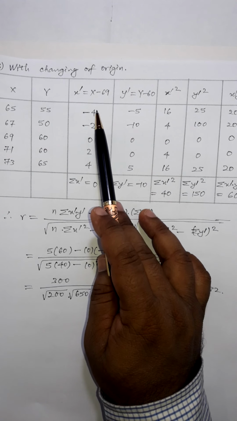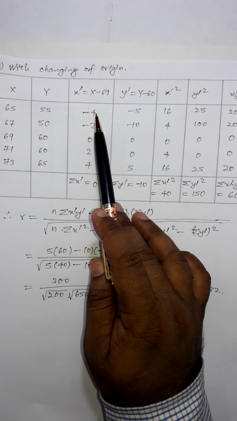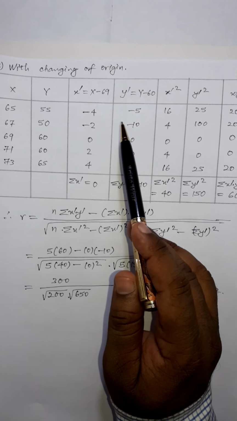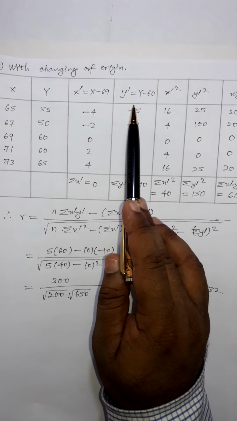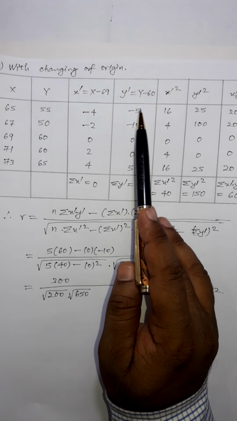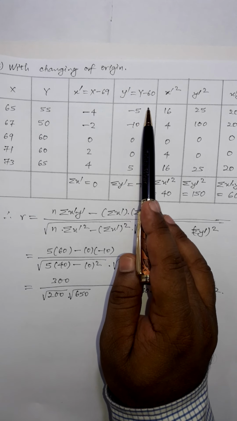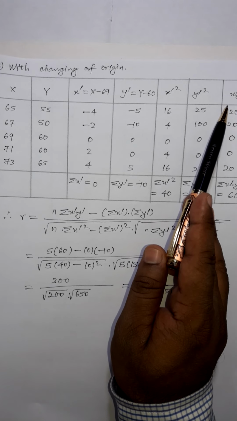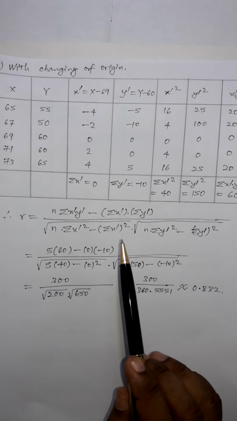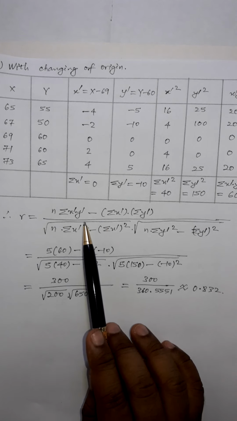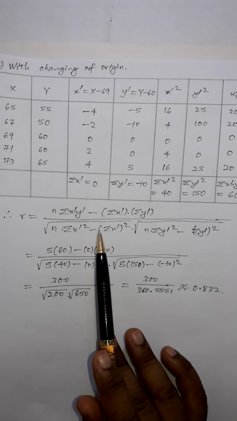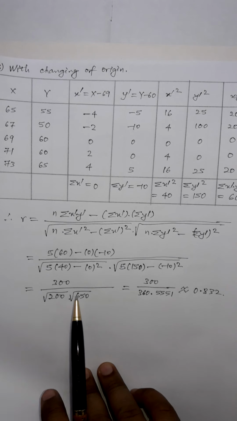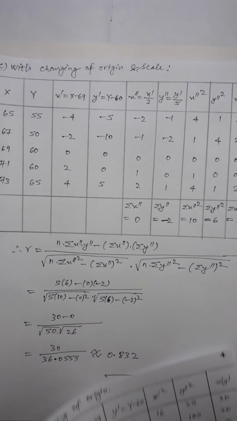I will take a common ratio or divisor, a number which I will divide X dash and Y dash by, and I will get my new reduced data X double dash and Y double dash. Then on that I will calculate X double dash square, Y double dash square, and a product of X double dash and Y double dash. I will get the sums and I will use the same formula, but my formula will be in terms of X double dash and Y double dash. So let's see that calculation, friends.